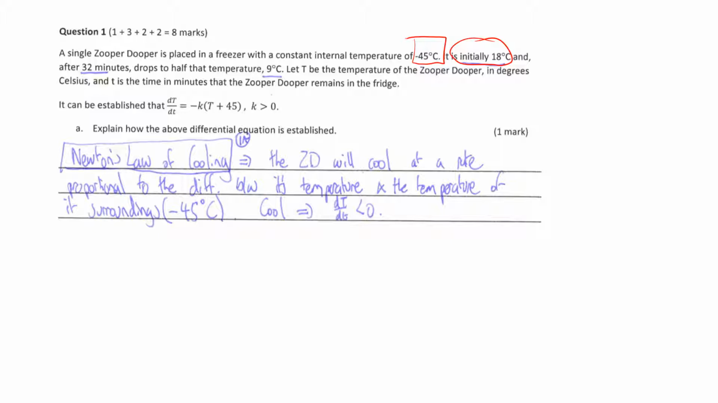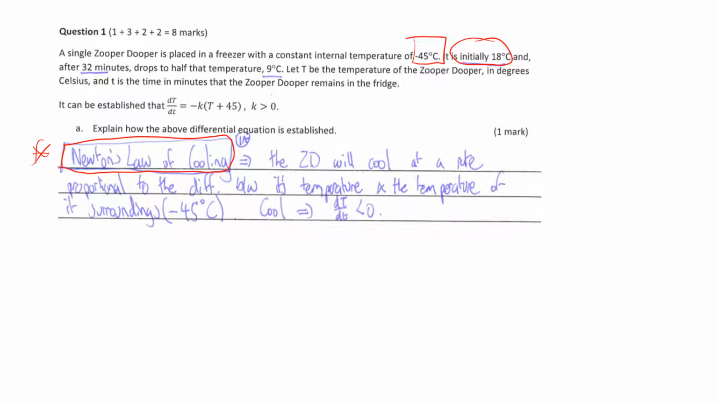Let capital T be the temperature of the super duper in degrees Celsius, and lowercase t the time in minutes that the super duper remains in the fridge. How is it possible that that differential equation is determined? I was looking for a couple of key bits of information. Firstly, a reference to Newton's law of cooling.